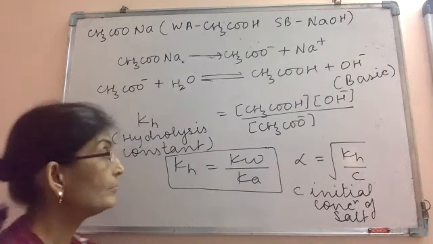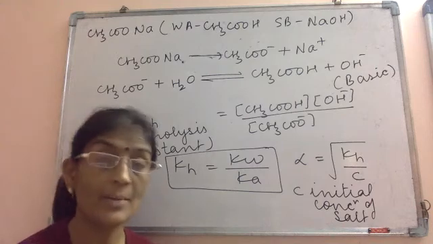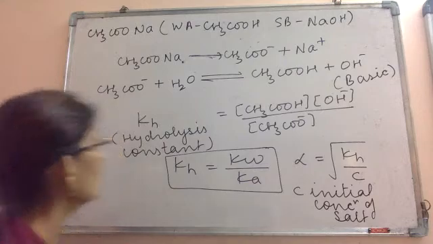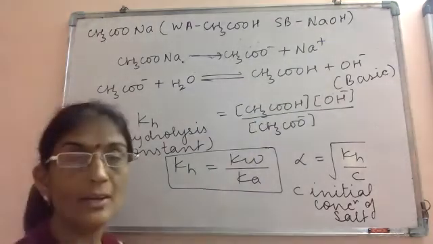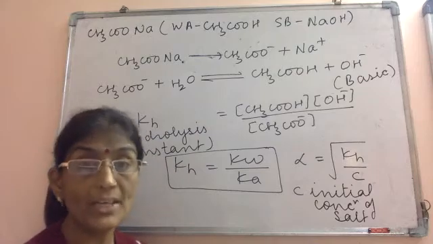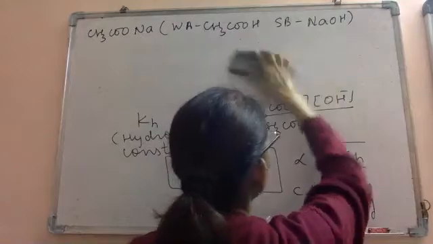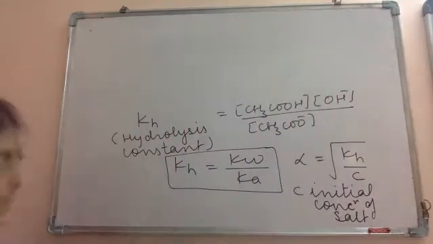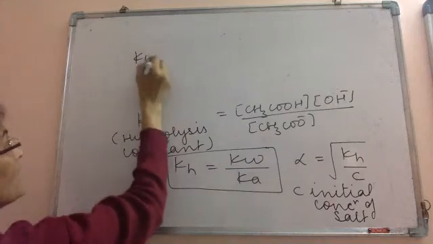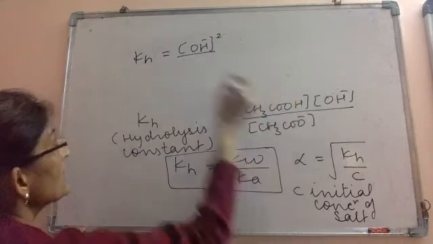Okay. If you want to calculate the pH of such a solution, how to determine pH? It is basic, so its pH has to be found. pH will be more than 7, but how to find it out? How will you calculate pH? So let us see what the formula will be. The concentration of these two will be the same, so we will write KH equals OH minus square upon C.